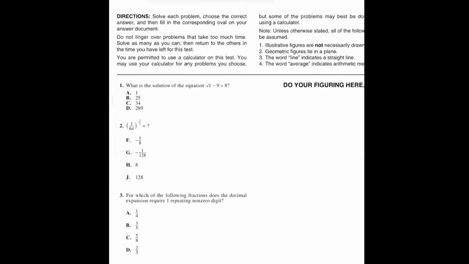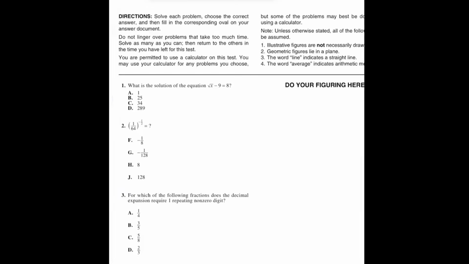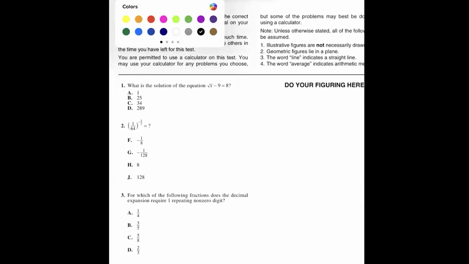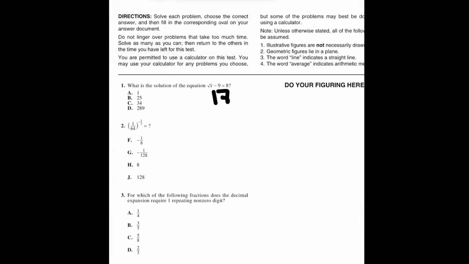So on number one, we're going to start nice and easy. What is the solution of this equation? It's square root of x minus 9 equals 8. This one is easily a guess and check on the calculator, making sure you use the square root button. But on this one, if you just put the square root of 289, it's going to be 17. Minus 9 equals 8, and that works, so that's going to be D.